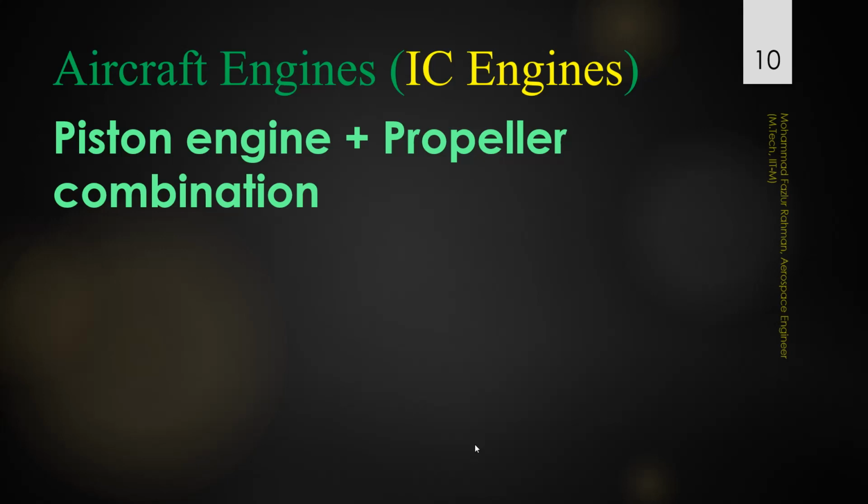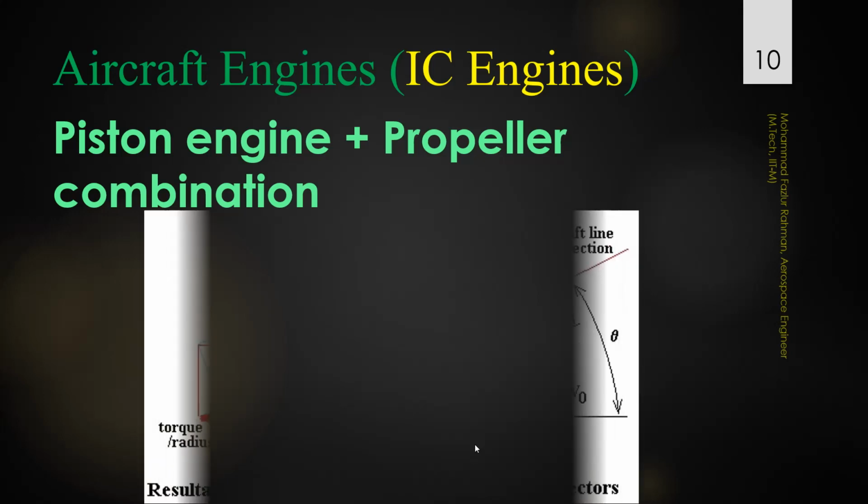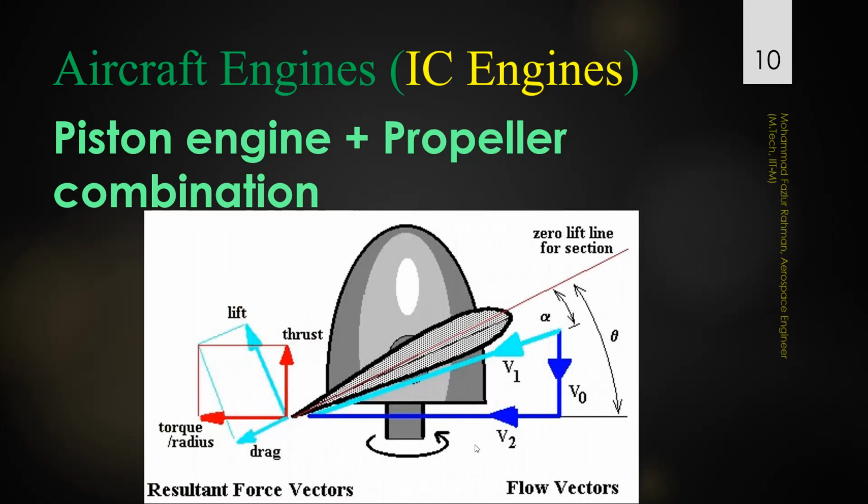Now this piston engine generates power, and that power is fed to the propeller, and this combination of piston engine and propeller generates thrust. Here we can see that. The propeller, which is working against the airflow, sees two types of motion.